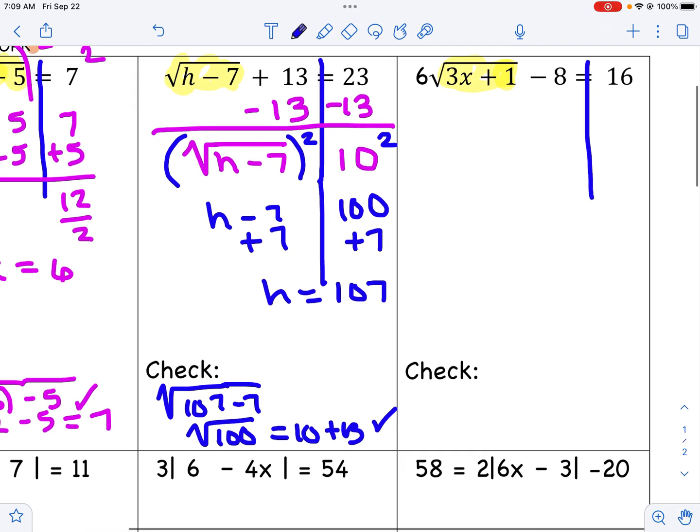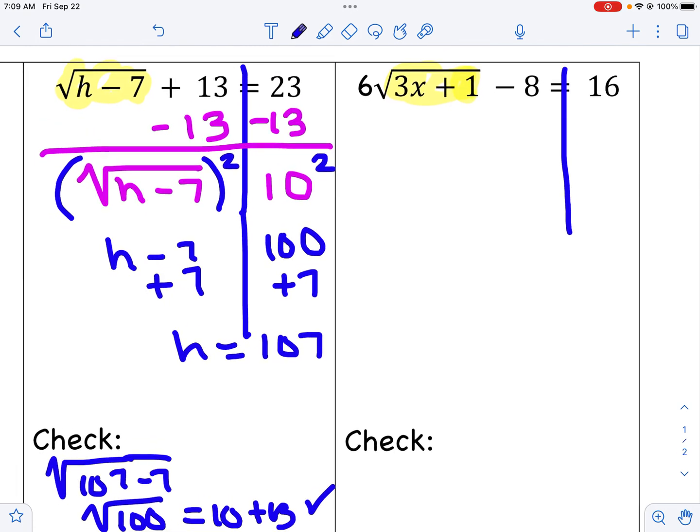All right, so let's try this last problem. Now this last problem has 2 things happening over there by the square root symbol. They are subtracting 8, and do you see the 6 out front? Remember, that means that it is 6 times the square root of 3x plus 1, all subtracted by 8. So again, just like in a two-step, you're going to get rid of the adding or subtracting first. So we're going to go ahead and add 8 to both sides.